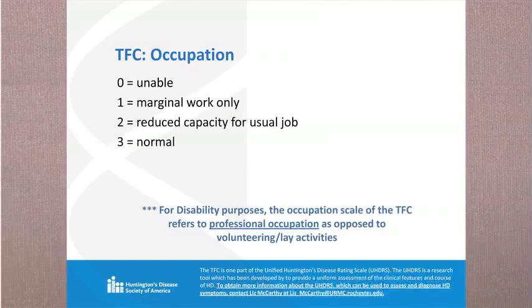In terms of occupation, this is from 0 to 3. 3 is normal. They're able to do what they normally do. Grade 2 on occupation is reduced capacity for their usual job. There may need to be some adjustments. Perhaps they've gotten a different job within the same company, or even a different job with reduced capacity. A grade 1 on the occupation is marginal work only, and 0 is unable.